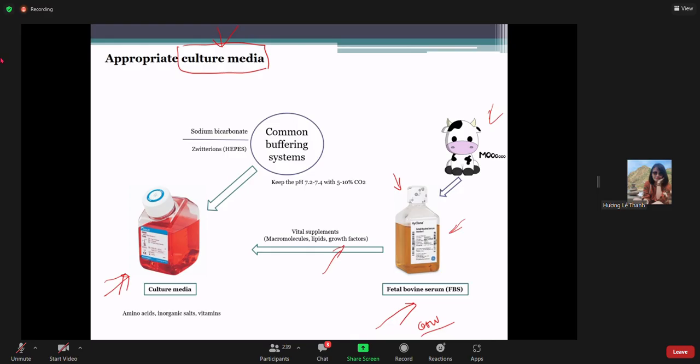And also we need to keep the pH of these mediums at around seven. So we need to add some common buffering systems to maintain the culture media at the right pH. We have sodium bicarbonate or we have a HEPES buffer system. We also add pH indicators, the phenol red. It normally is red. In some cases, it turns yellow. This means that the pH has changed, maybe due to the overgrowth of the cells. So we need to replace these mediums with fresh ones.